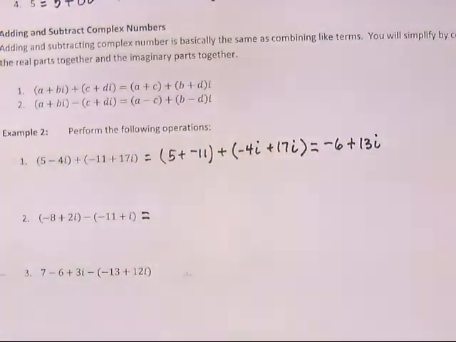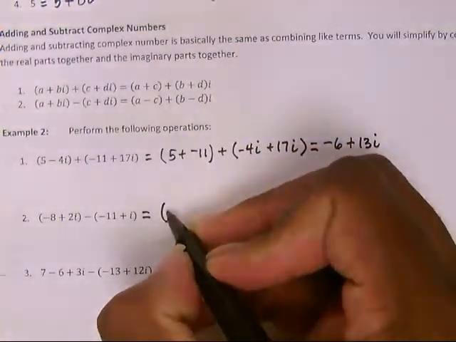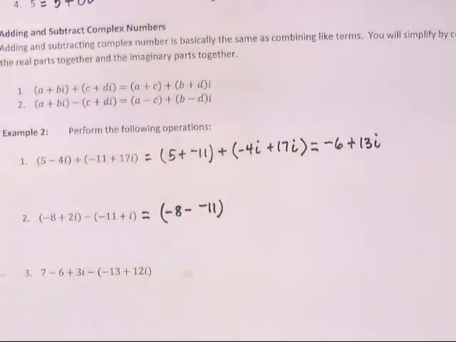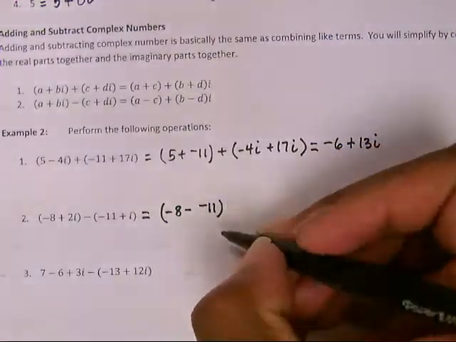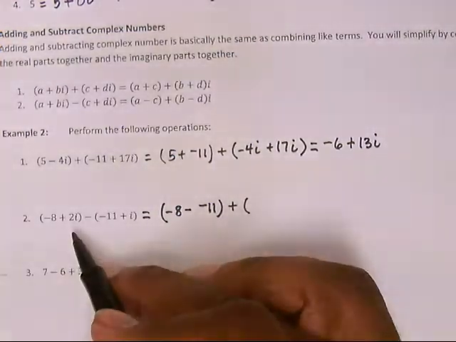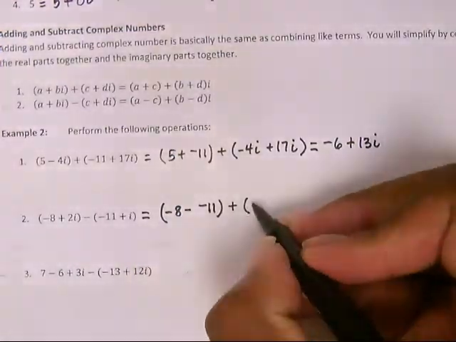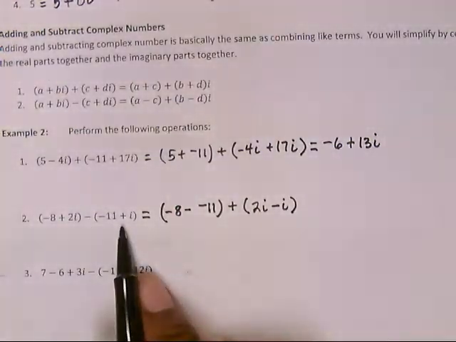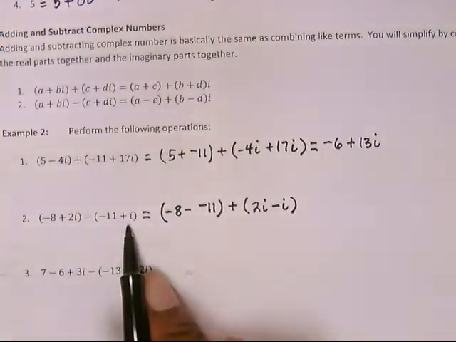Alright, number 2, we're going to be subtracting those two complex numbers. Negative 8 plus 2i minus negative 11 plus i. Alright, in this case we're going to group the real parts together. That's going to be negative 8 minus negative 11. Keep in mind we're subtracting the real parts together. And then we're going to subtract the imaginary parts together, 2i minus i. Keep that in mind. That minus sign means we need to subtract i.